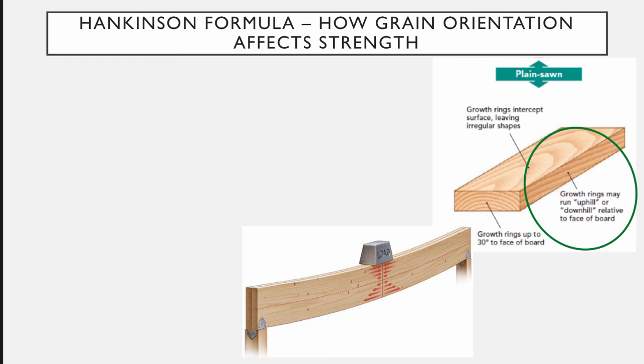Furthermore, on the top face, we can see that because we have face grain, we have very irregular shapes, and so we're definitely going to have places where we're perpendicular and not parallel to grain. And so that can reduce the strength of our board.